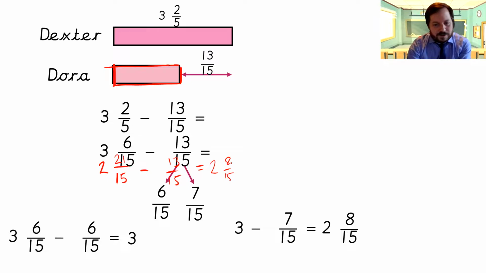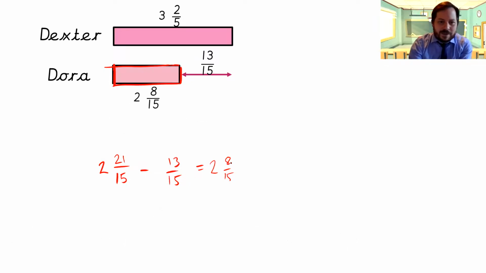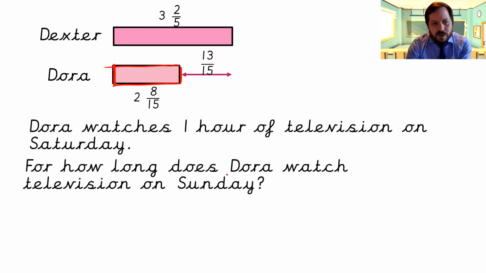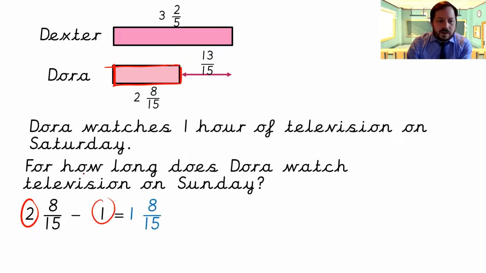There you go. See, got to the same answer finally. So that means Dora now is 2 and 8/15. There you go. And then it says she watches an hour of television on Saturday. So we can take an hour out, which is nice and easy because we're just dealing here with the whole numbers. Look. So 2 minus 1 is 1. 1 and 8/15 she watches on Sunday. There you go.